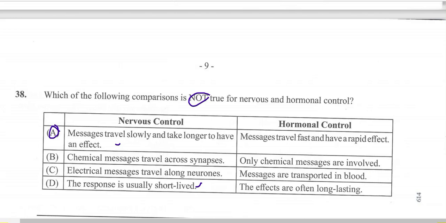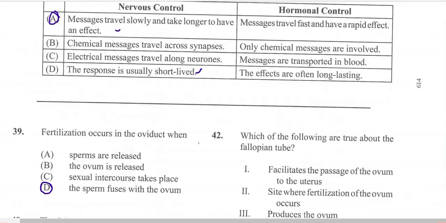Messages travel slowly and take long to have effect. That is not true. Messages travel fast and have a rapid effect. That is not true. So we satisfy not here. A is the answer for 38. We move on to 39.